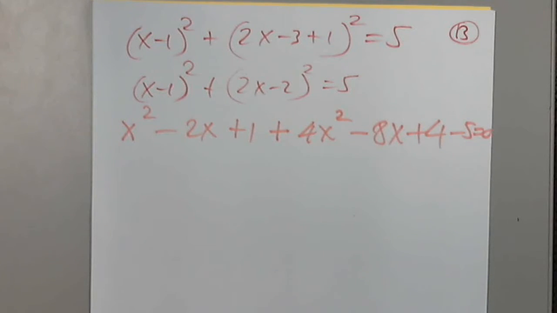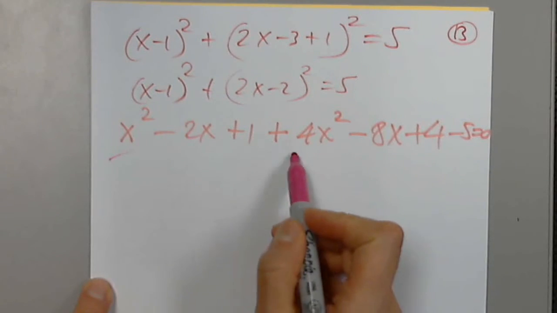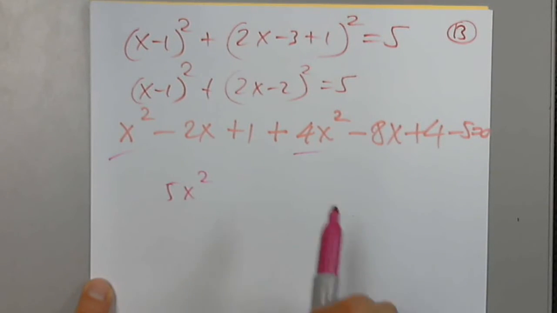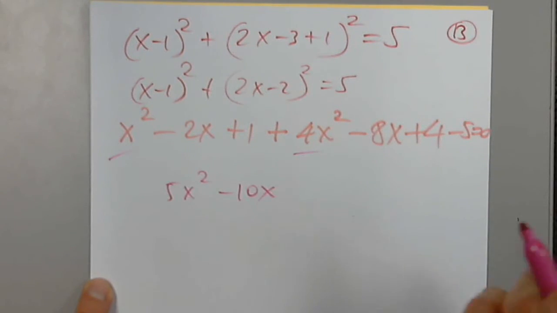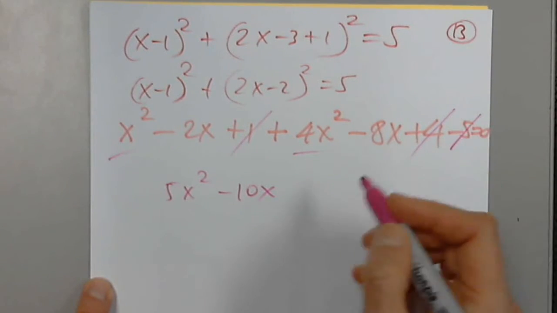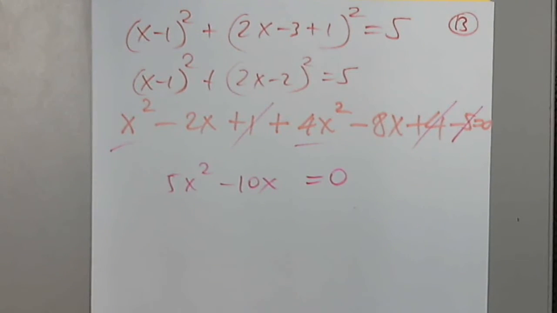What should I do next? Combine my terms. Very good. These two first into 5x squared. Then I have minus 10x. And 5 plus 1 minus 5 is 0. What do I do now?